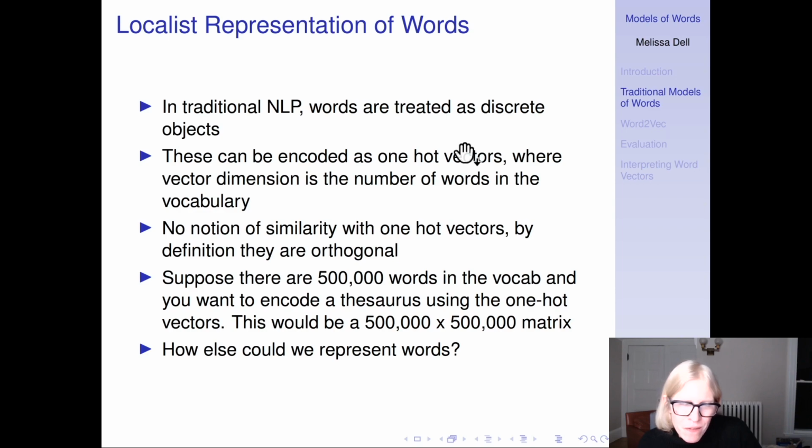Moreover, suppose you have 500,000 words in the vocabulary and you want to encode a thesaurus using one-hot vectors. That's a 500,000 by 500,000 matrix. And so obviously it's going to create computational problems. One-hot encodings of words are not really computable objects. So how else can we represent words such that they are computable?